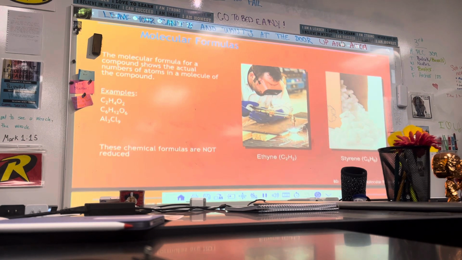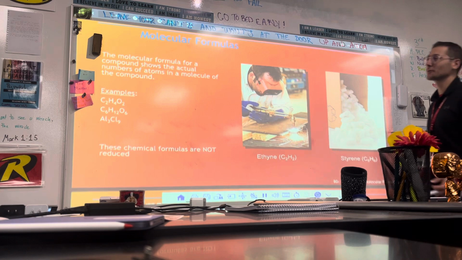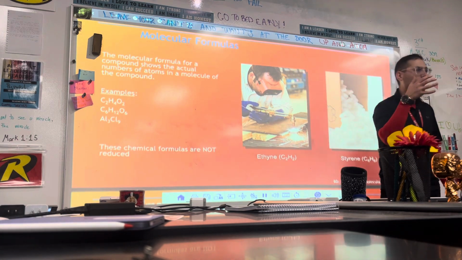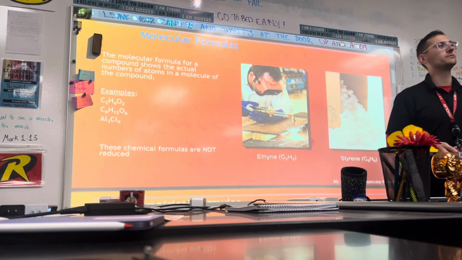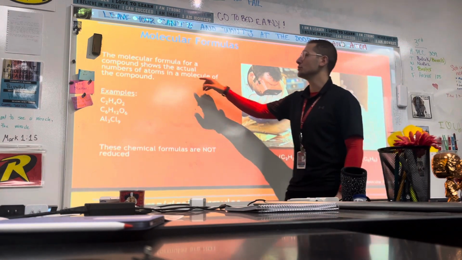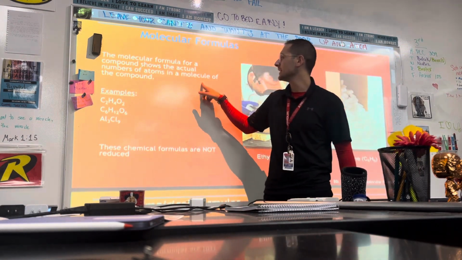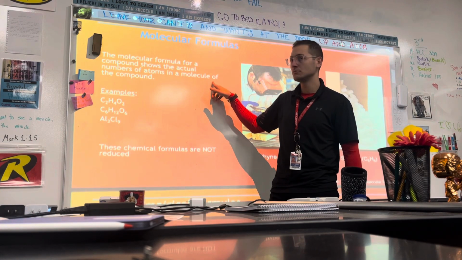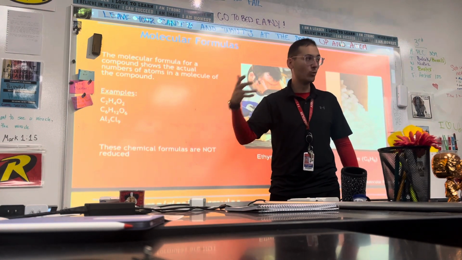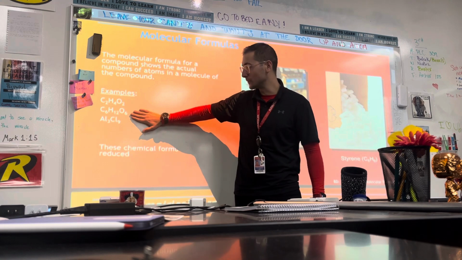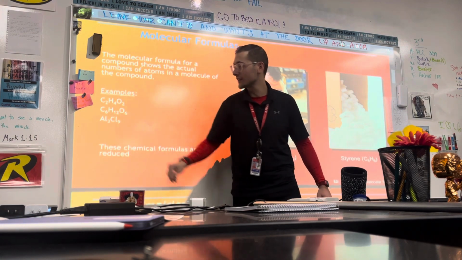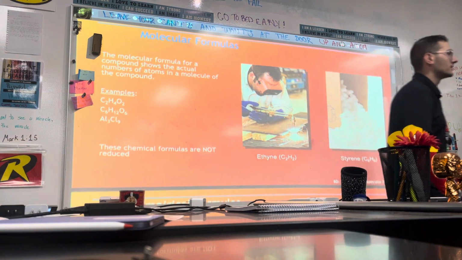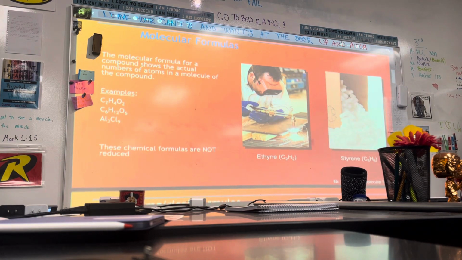So up first, we have the molecular formula. So we're doing it molecular and empirical. The molecular formula is what you're used to. It tells you the actual numbers of atoms in a molecule of the compound. So in one molecule of glucose, we have 6 carbons, 12 hydrogens, and 6 oxygens. That's what we're used to.